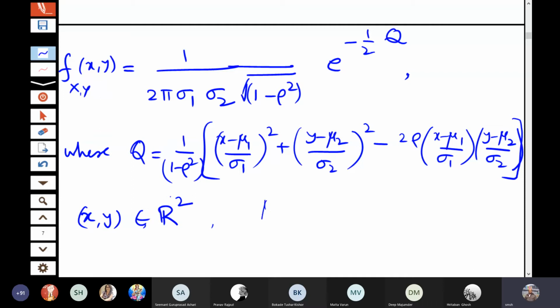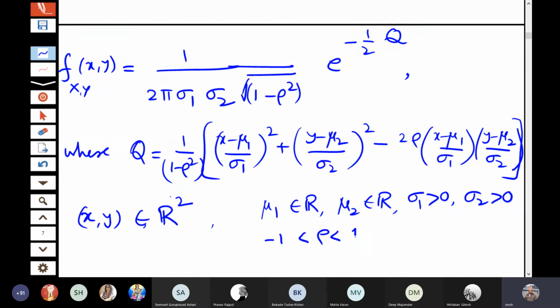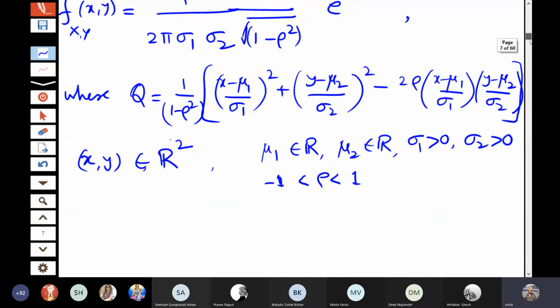And what are these parameters? Mu1 is a real number, mu2 is a real number, sigma 1 is positive, sigma 2 is positive, and this rho, because of the form that it is coming in the square root 1 minus rho square, should always be between minus 1 and plus 1, otherwise this term will become invalid. The density will become invalid. Therefore, in order for the validity, rho should lie between minus 1 and plus 1. Is that okay? Yes, sir.